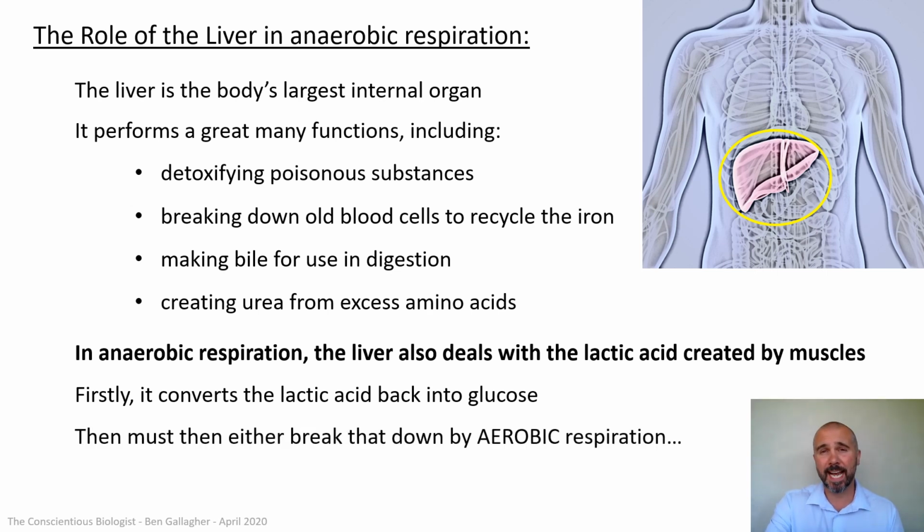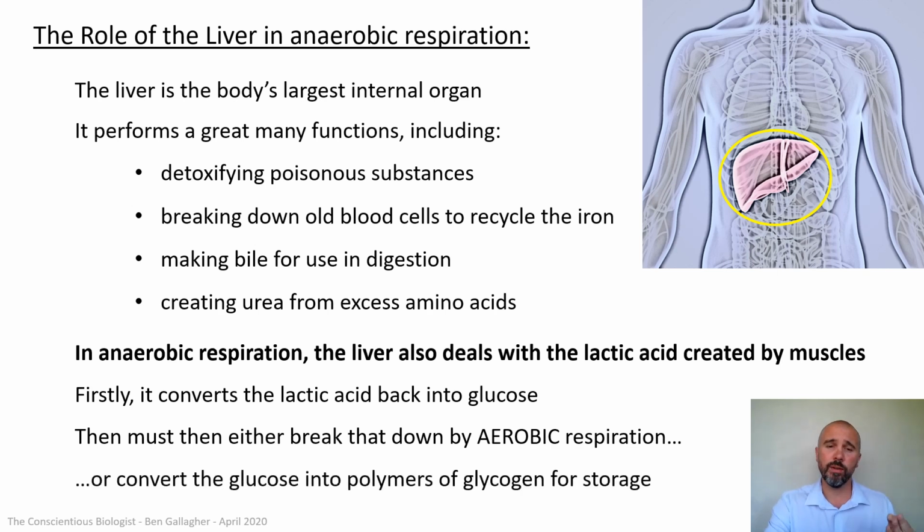Then it has to either break it down by aerobic respiration, and that's why you must breathe and breathe and repay that oxygen debt, so your liver can break that excess glucose down, the leftover that was the result of the anaerobic respiration. You need to repay that oxygen debt. Or your liver can convert the glucose into polymers of glycogen for storage. We said in the previous lesson that in response to exercise, your body needs to release more glucose from the muscles or the liver. Well, you can restore some of that glucose in the liver and turn it back into glycogen. But either way, it's the liver that's having to do a lot of the work here.